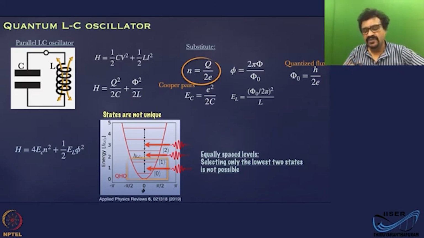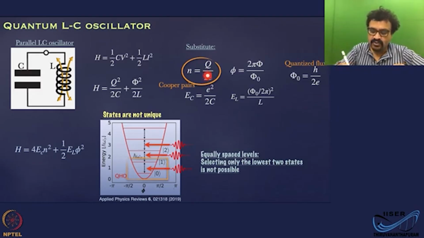Now, using some substitutions, I'm going to substitute n equals q by 2e, where q is this charge and 2e is the charge of a Cooper pair. Now remember, our discussion is leading into the superconducting qubit, so I'm going to assume the charge here is the charge of a Cooper pair, twice the electronic charge. That is q by 2e. These are just parameters we are going to substitute to get this Hamiltonian in a much simpler form.